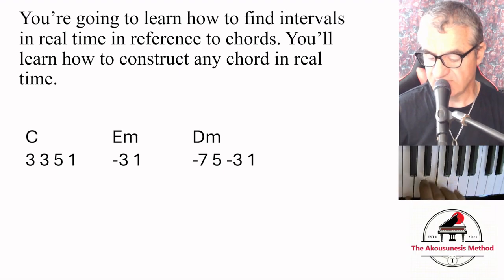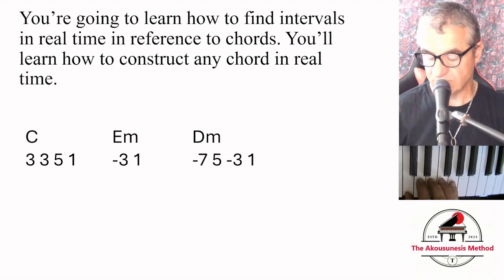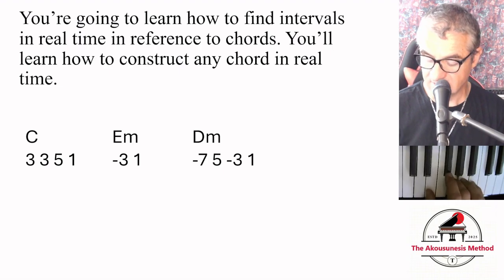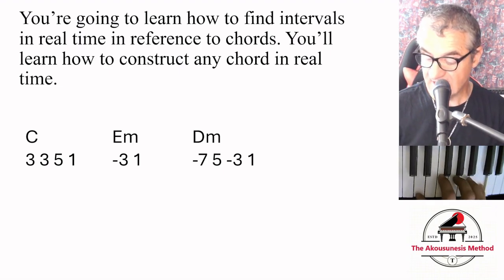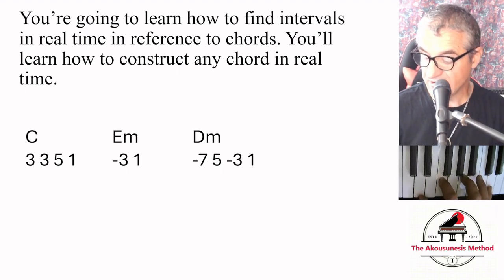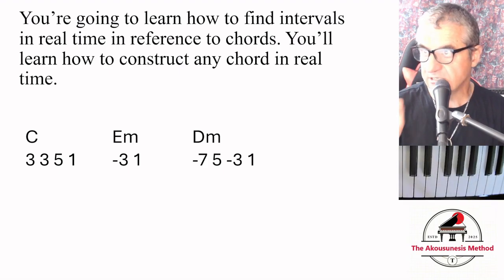So if I go, that's a third on C. That's a fifth. That's a 1. That's a minor third on E minor. That's a 1. And then we have D minor, and that's the minor 7th up here. And there's the 5th, minor third, and there's the 1.